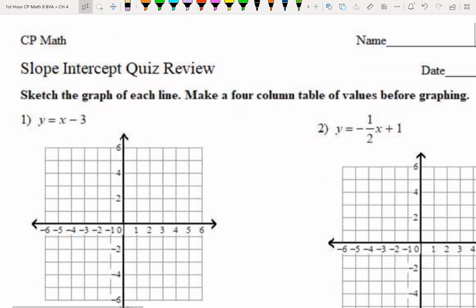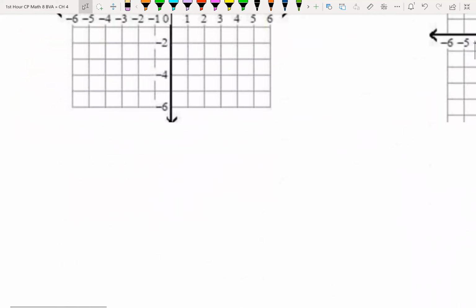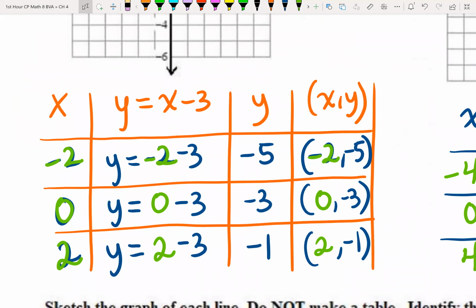So down below number 1, y equals x minus 3, I've made my table. My table consists of x, our equation, y, and our coordinates. Choose a negative, 0, and positive number for your x values, and then plug them into your equation and calculate your y values. And then carefully plot those coordinates on your graph.